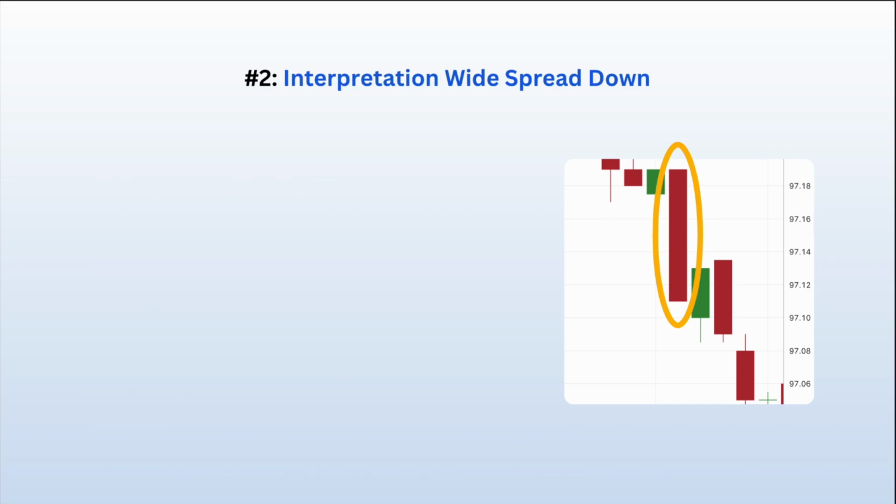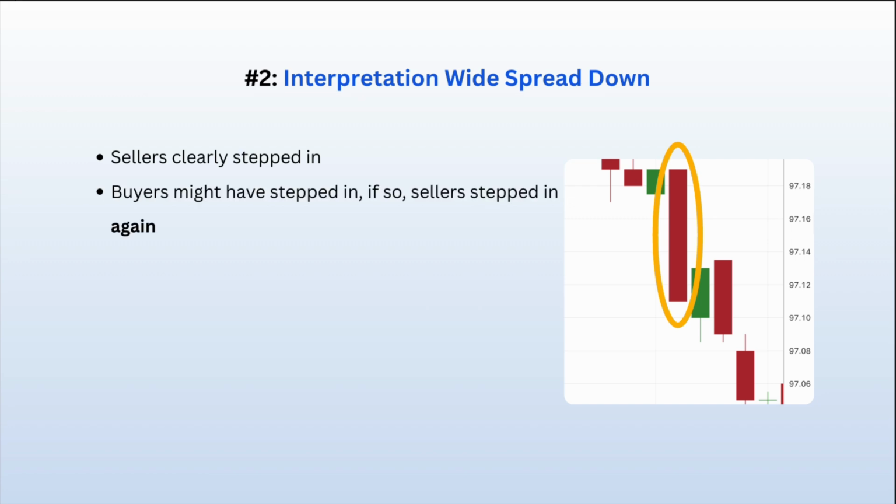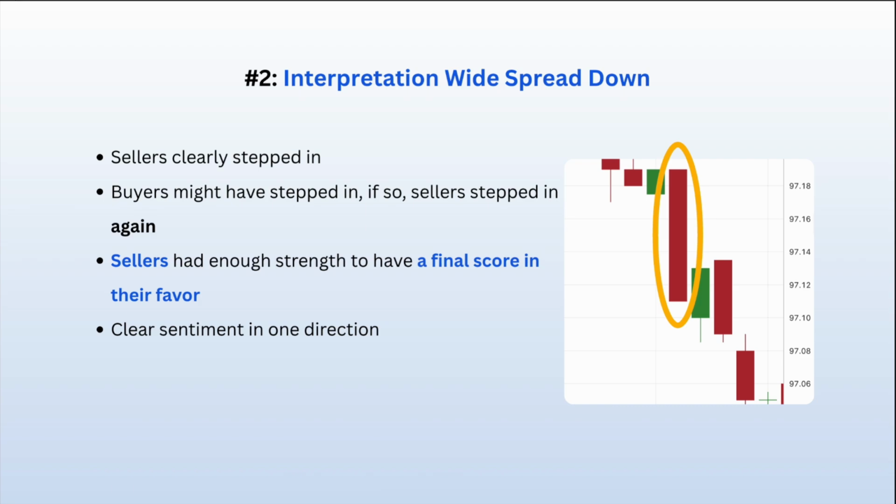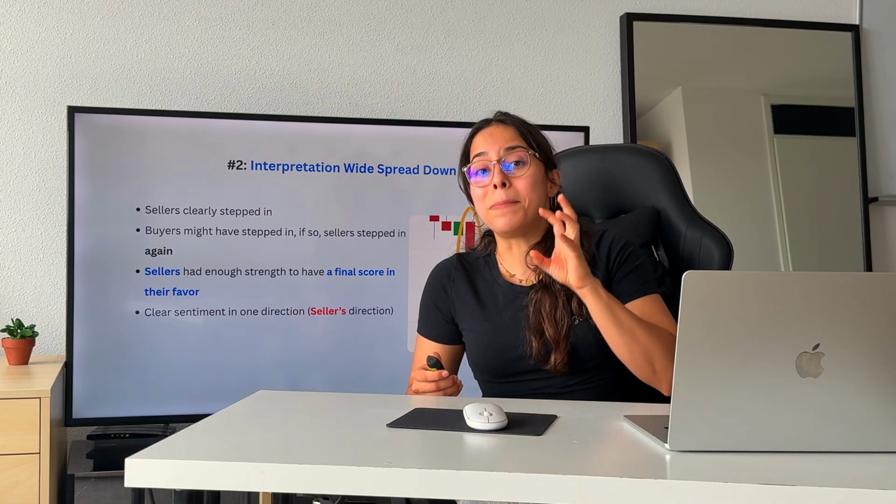How do we interpret this wide spread down candlestick? We know that the sellers clearly stepped in. And yes, the buyers might have stepped in. And if so, the sellers stepped in again. Overall, the sellers had enough strength to have the final score in their favor, because when you compare the opening price with the closing price, the sellers clearly won. So in this case, there is a clear sentiment in one direction, and it's not in the buyer's direction. Instead, it's in the seller's direction, which means that the buyers are weak.